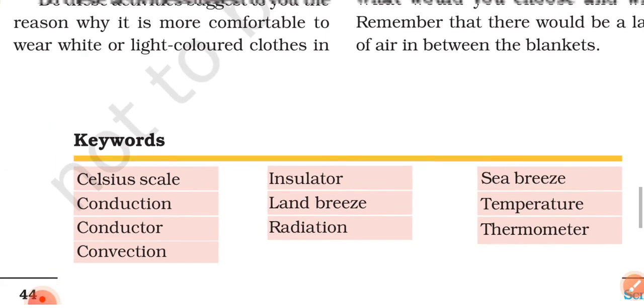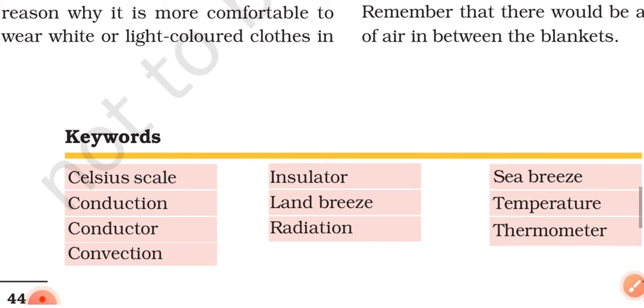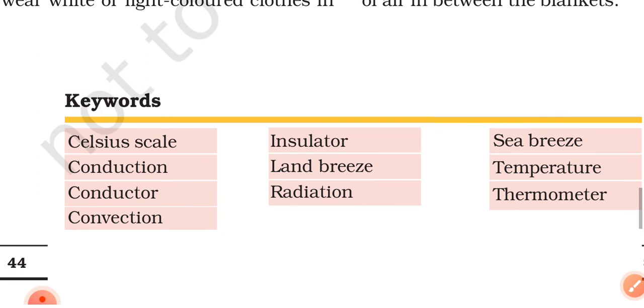Here is the end of this chapter. Some keywords are: Celsius scale, insulator, sea breeze, conduction, land breeze, temperature, conductor, radiation, thermometer, convection.